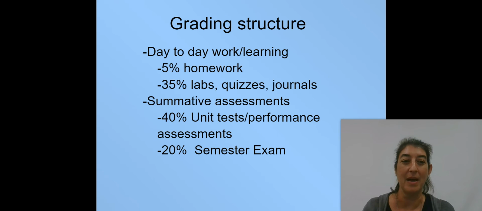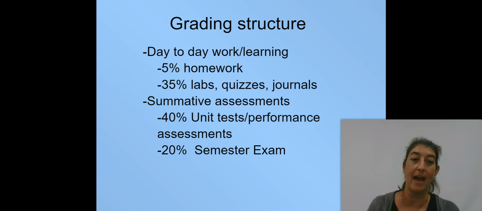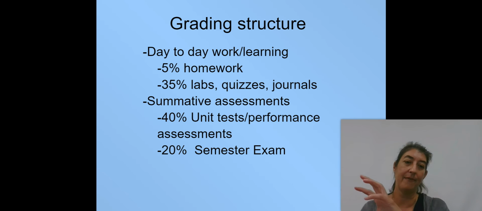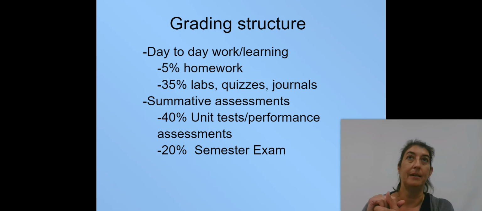In terms of how we'll be grading things this year, we typically split it a little bit half and half. Half of the grading is over the daily work that we do: the homework, the quizzes along the way, the journals, the labs, that in-progress learning. And then a little more than half of the grade comes from the summative assessments. So 40% from our unit tests and our performance assessments, and then 20% from the semester exam.